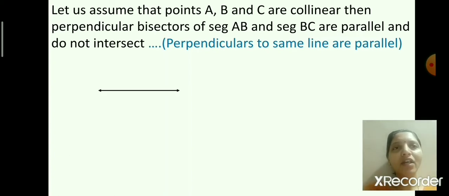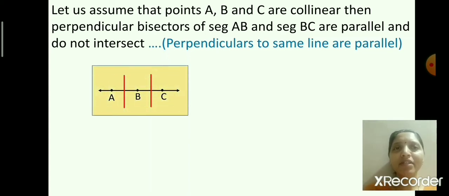Suppose if I draw here one line and on that line I have taken points A, B and C. These are collinear that we have assumed. Then what you can write? The perpendicular bisectors of seg AB and seg BC are parallel. Yes, if you draw a perpendicular bisector of seg AB and seg BC, you will see that these two lines are parallel. Yes, and they do not intersect each other.